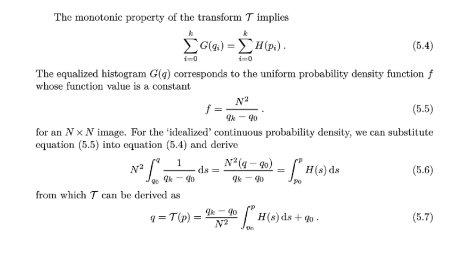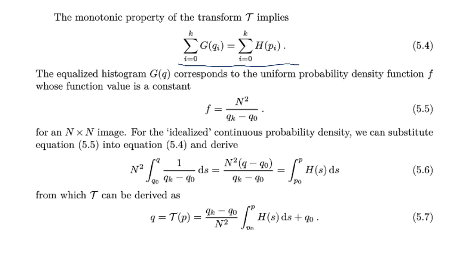The histogram we can treat as a discrete probability density function. The monotonic property of the transform tau implies the first equation, what you see as 5.4. So that's what you saw just in that image. If h of pi is the input, the output of the transformation is given by g of qi. For the equalized histogram g of q, the probability density function is a uniform distribution.